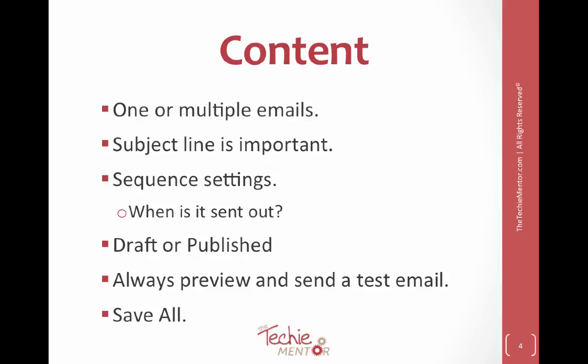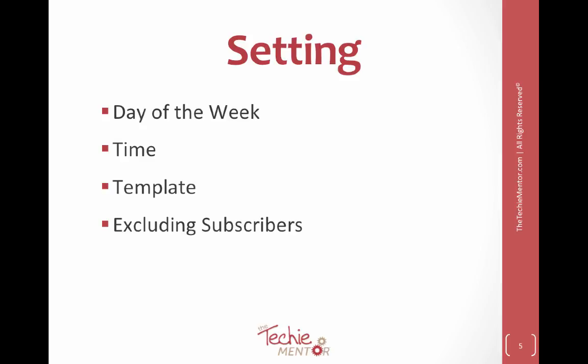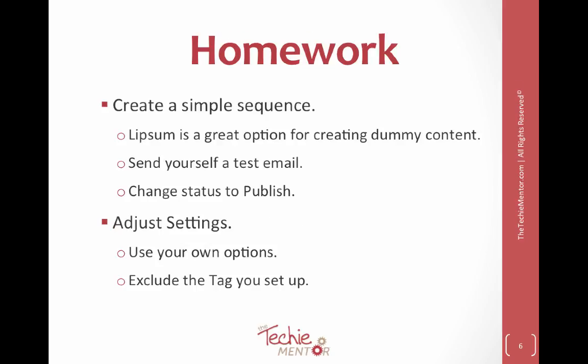Always preview and send yourself a test email and make sure everything works and looks the same. Check it in different email providers like Outlook versus Gmail. And then make sure you save everything. And remember, you can drag and drop to change the order of the email sequences as well. Once again, in settings, you can choose the day of the week, the time, the template, whether or not you want to exclude subscribers, and you can also change the email setting as to who the email comes from.